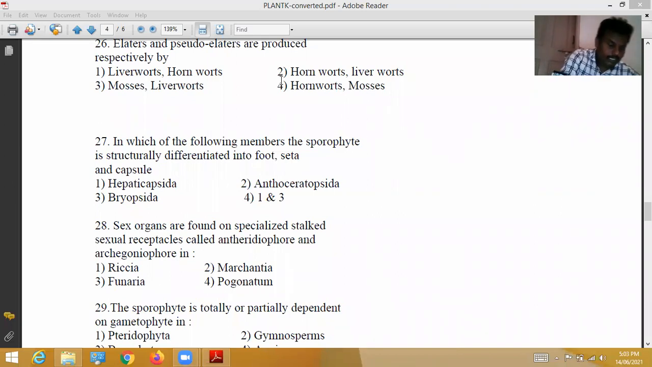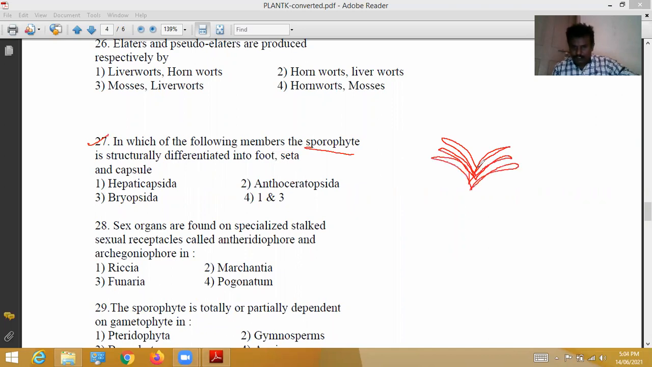Here the question is: in which of the following members is the sporophyte structurally differentiated into foot, seta, and capsule? So the sporophyte means what generally? This is gametophyte.